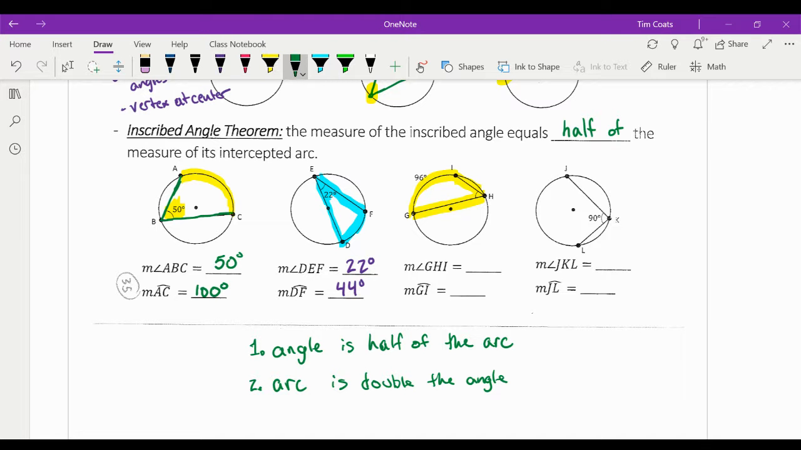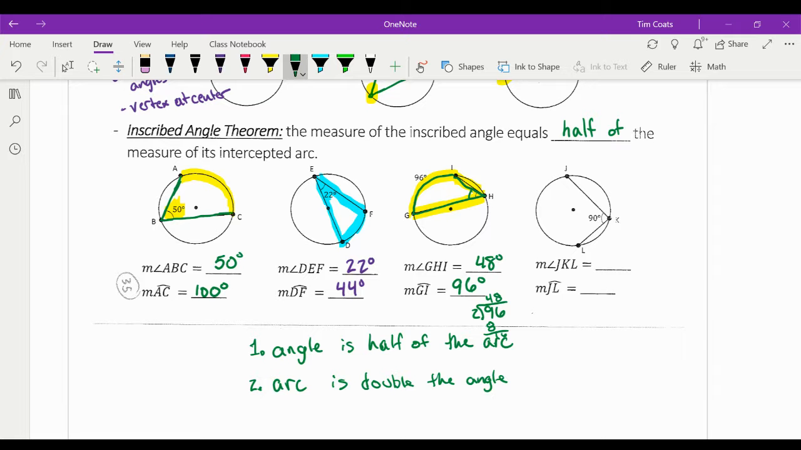As we keep going, this one's a little bit different. Now I'm given the arc, so I'm given 96 degrees. Now it's asking me for that angle, GHI, the angle on the inside. Remember, to find the angle, it is half of the arc. So I would take that 96 and divide by 2. If we do some long division here, we get 48 degrees.